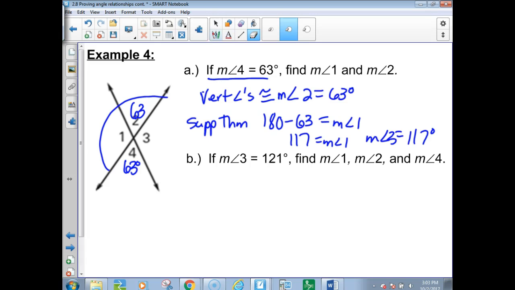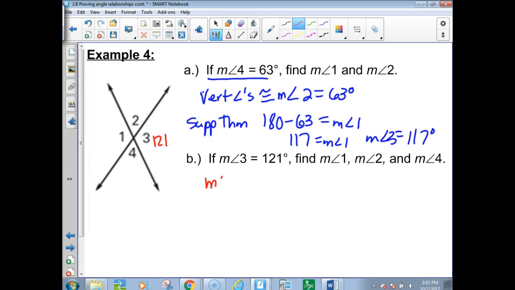All right, then in part B, it changed everything on me. It changed the numbers. So now we have a whole different situation because they chose to make angle 3 121 now. All right, so angle 1, I would go for that one next because it's vertical to it, so it'd be 121.